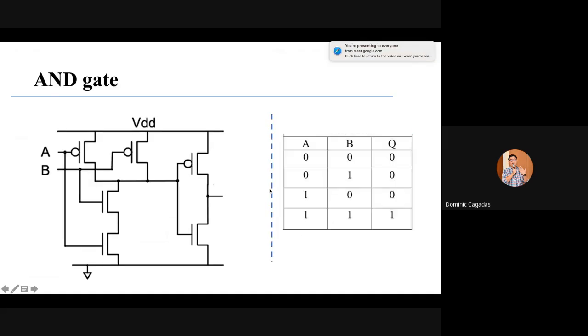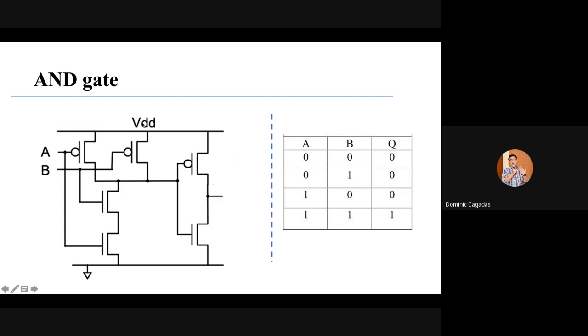Next case. Input A is high, input B is low. If input A is high, this PMOS is off and this NMOS is on. For B, this PMOS is on and this NMOS is off. One of your PMOS connected to your VDD, which is your supply, is on. Therefore, your output here is high. If this is high, the PMOS of the inverter is off and the NMOS is on. So your output is low, 0.